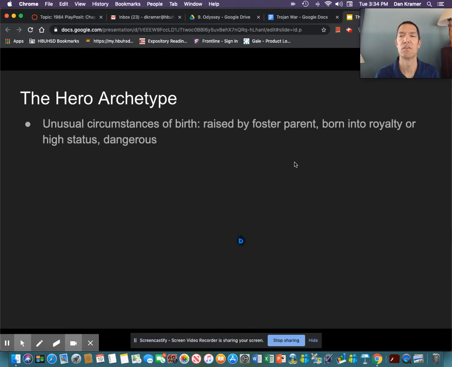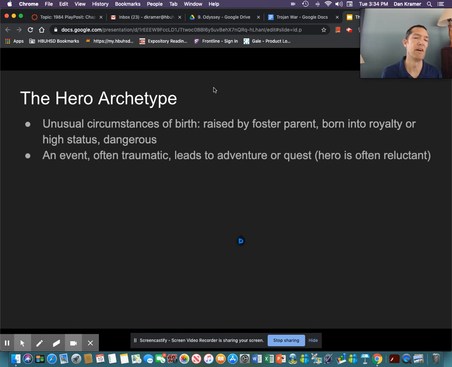The typical type of hero that you would see. Nowadays it's a little bit different, right? But you have unusual circumstances of birth, raised by someone else, or born into royalty, or who knows, right? That certainly is true for Oedipus. An event, often traumatic, leads to an adventure or a quest. Somebody dies. In Moana, it was the grandmother dying, and this is the reason she ended up wanting to do that. Hero's reluctant, doesn't want to do it. Luke Skywalker is a perfect example of this, right? Uncle Owen and Aunt Beru die, so he goes off to adventure.